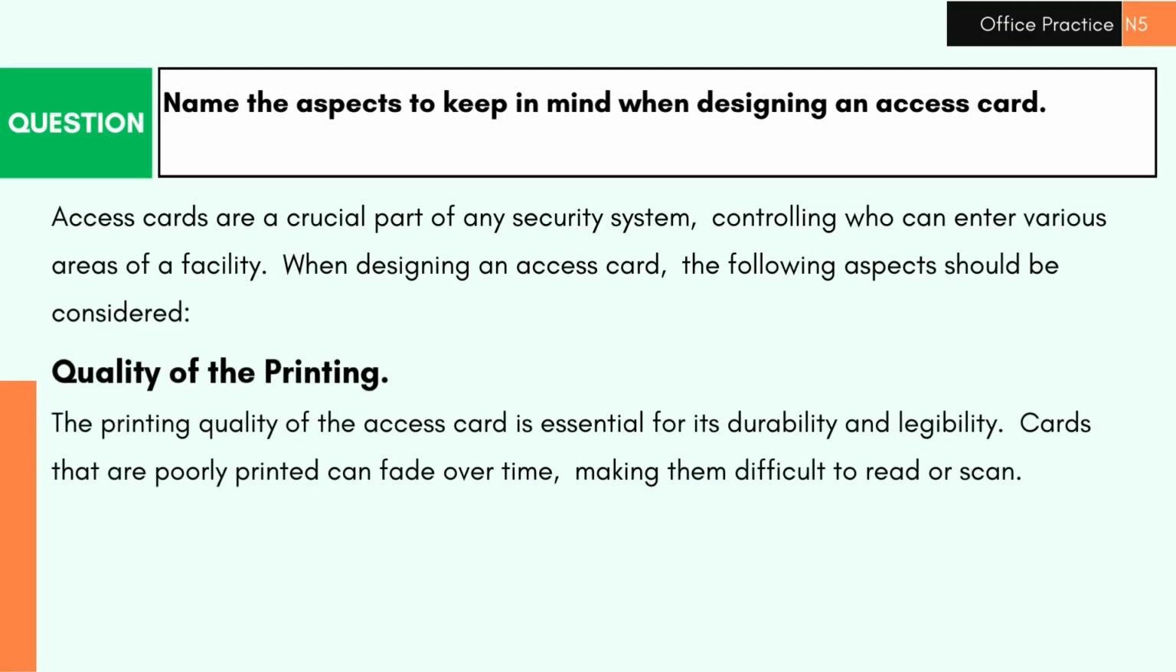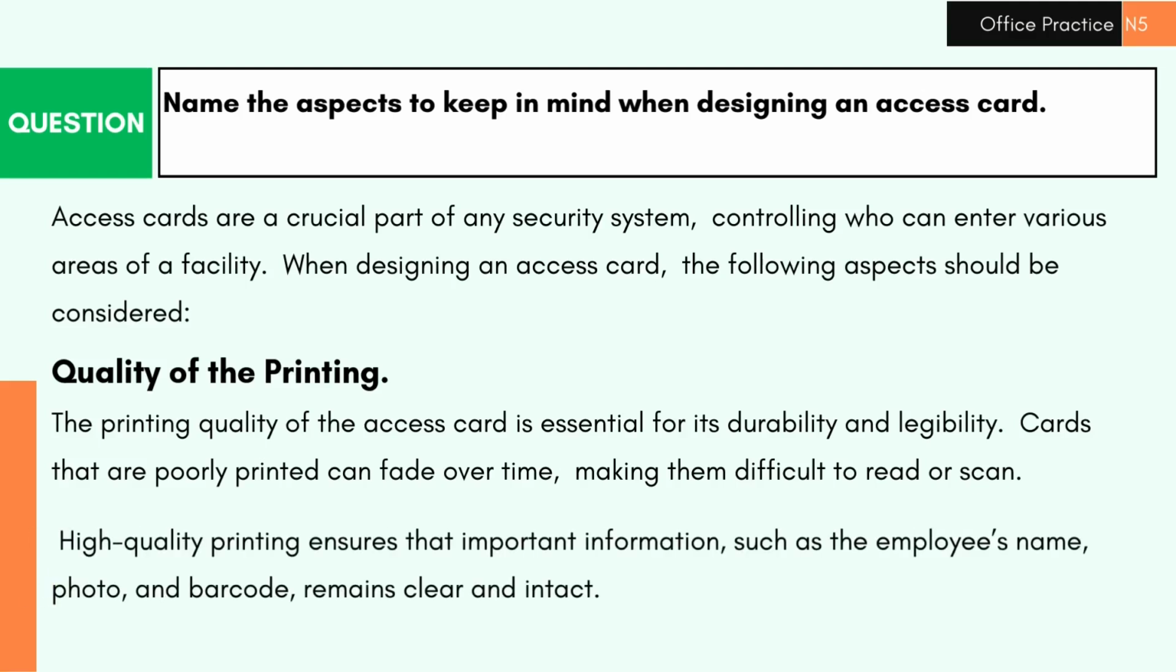1. Quality of the printing. The printing quality of the access card is essential for its durability and legibility. Cards that are poorly printed can fade over time, making them difficult to read or scan. High-quality printing ensures that important information, such as the employee's name, photo, and barcode, remains clear and intact.